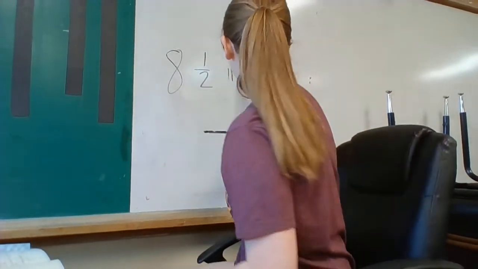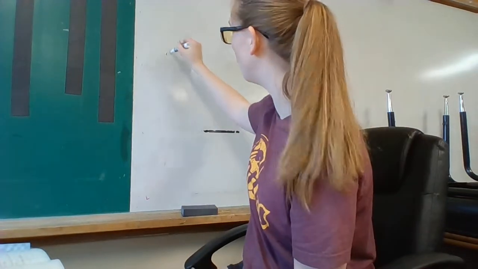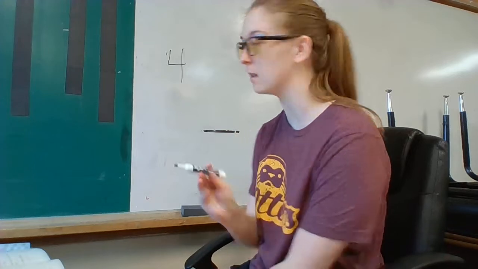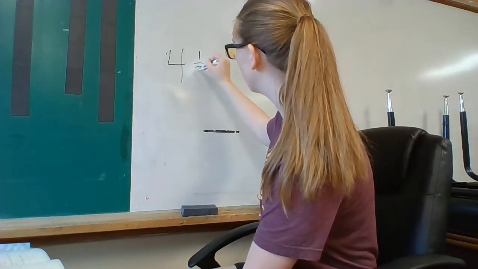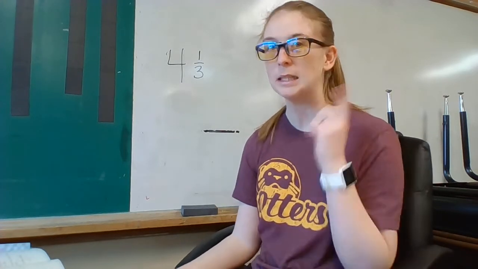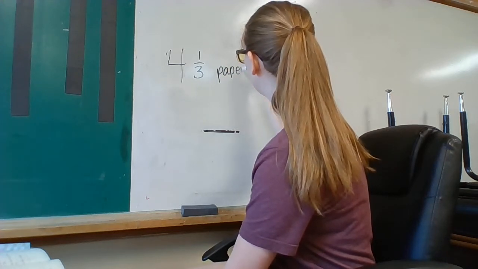So that is going to look like this. My 4 is big because that's my total, 4. And then I had 1 over 3. So that's going to be my fraction, 4 and 1/3. Now, did I use inches or did I use a paper clip? A paper clip. So I'm going to say 4 and 1/3 paper clips.